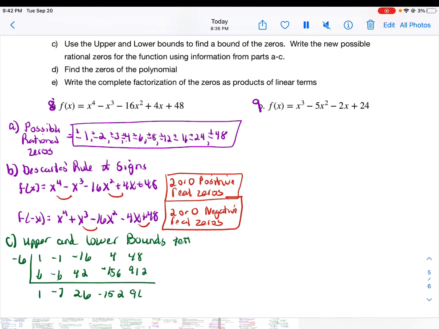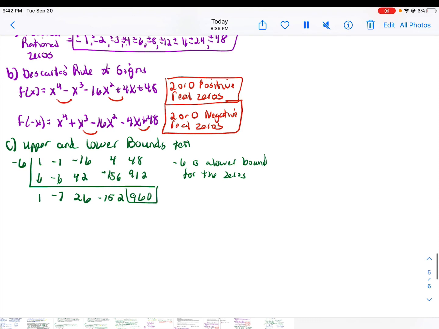Excellent. So this does work. The terms on that last row are alternating from positive to negative. So I know -6 is our lower bound. I can now eliminate all those zeros that are smaller than -6, which are -8, -12, -16, -24, and -48, as well as -6, since I didn't get a 0 there.